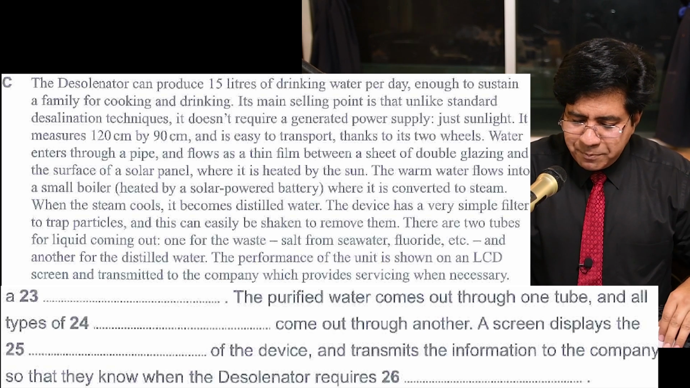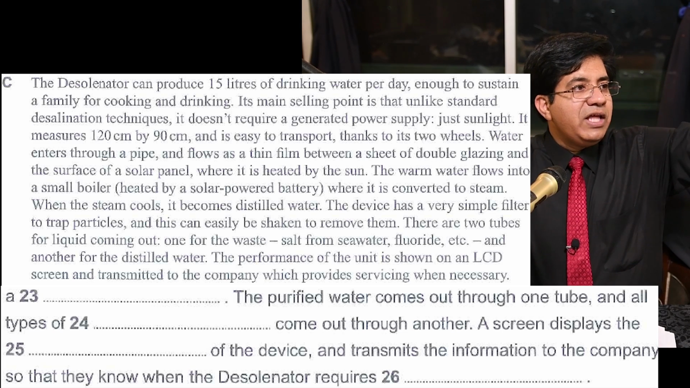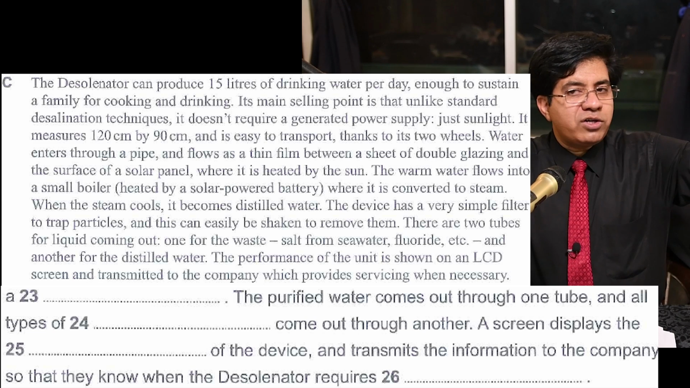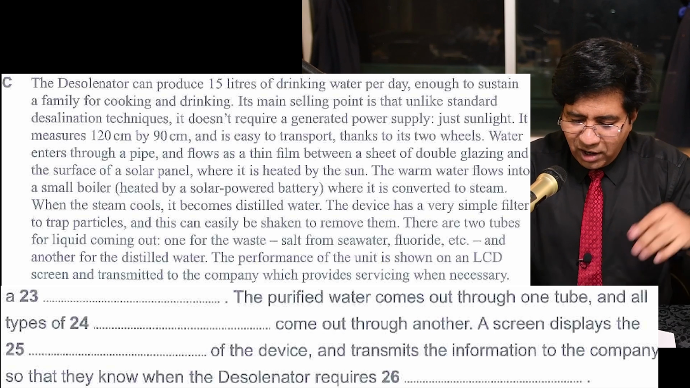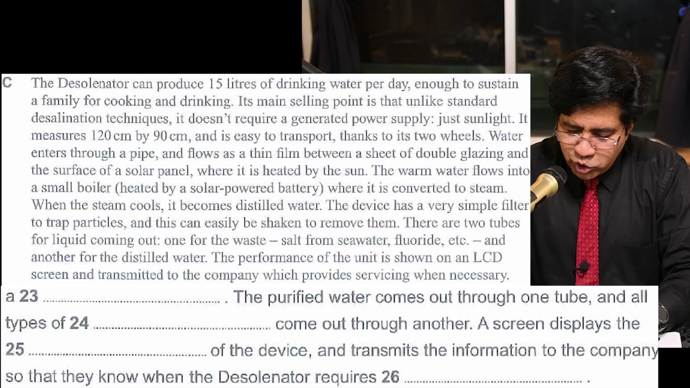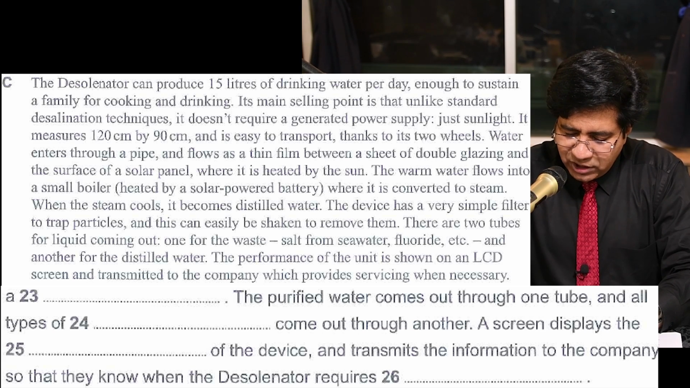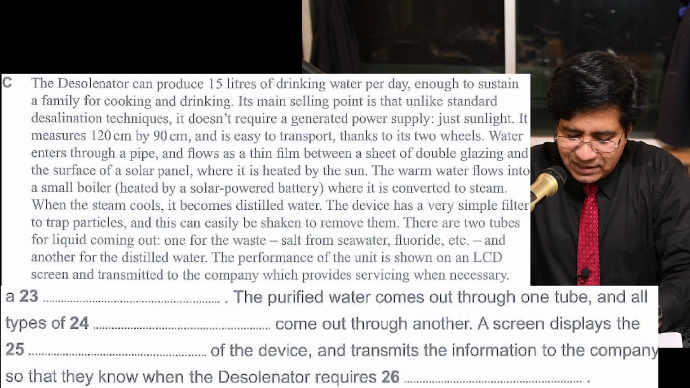Let's go on. The purified water comes out through one tube and all types of dash come out through another. They will say there are two tubes. Purified water comes from one tube. What comes out of the other tube? Let's go and see. Go on, read. I will ask for the answer later. Read this: there are two tubes. Fourth last line, last four words. For liquid coming out, one for the waste, salt from seawater, fluoride, etc., and another for the distilled water. Distilled means purified water. So what is the answer?